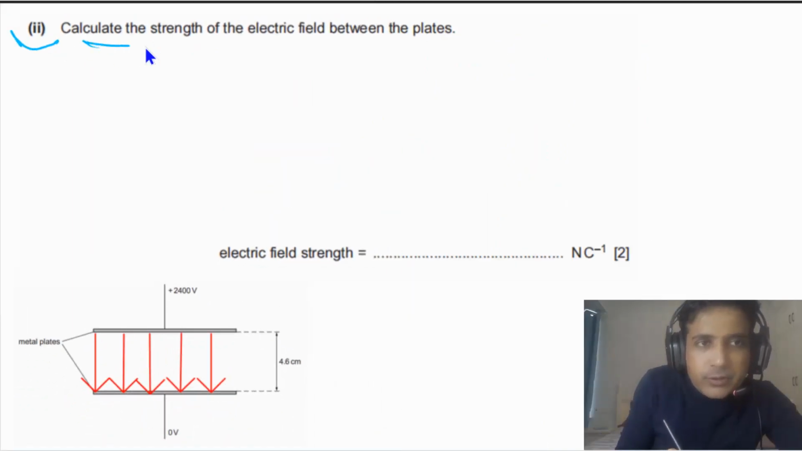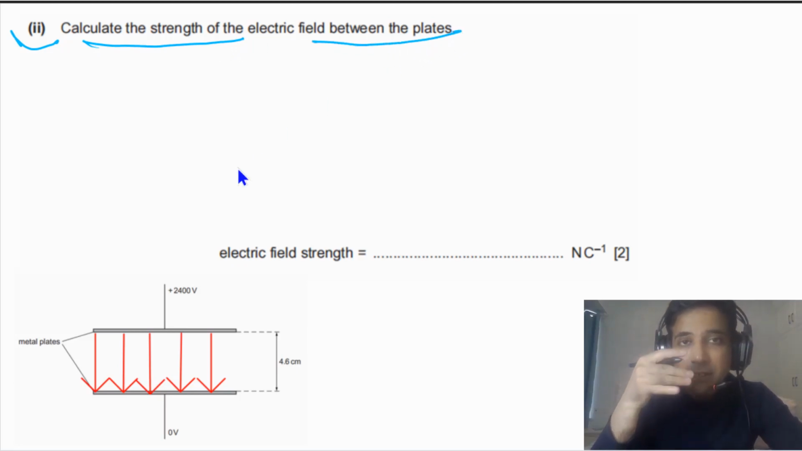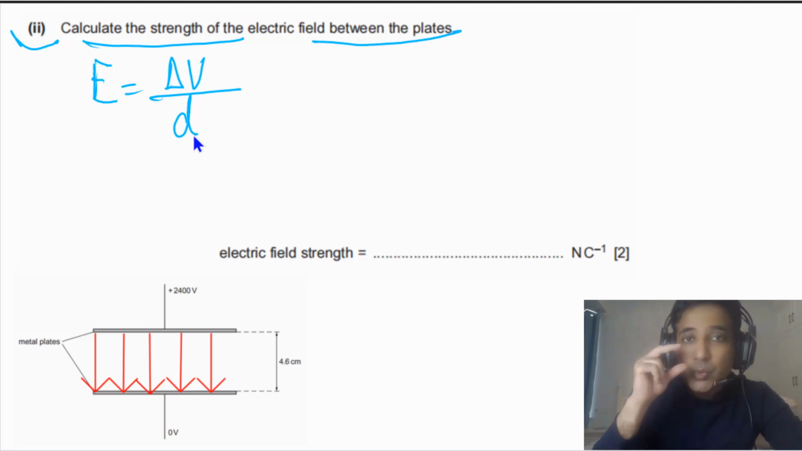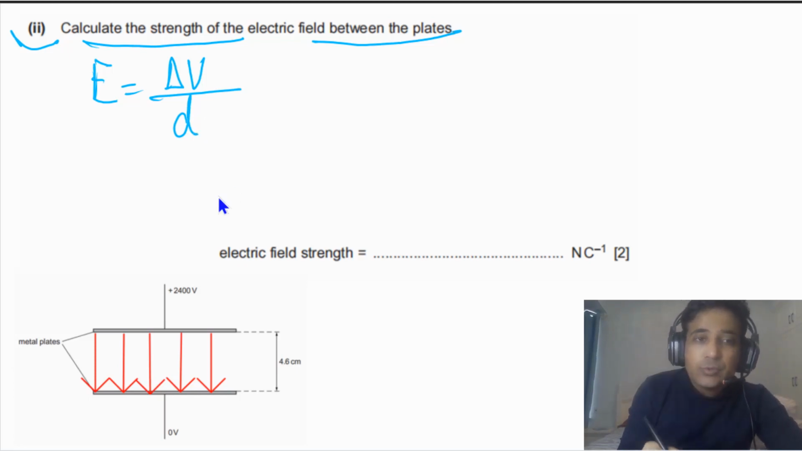For the second part, we need to calculate the electric field between the plates. We have already discussed that the electric field between two parallel plates is uniform. So we can say E is equal to the potential difference between 2 points divided by the distance between those 2 points. You can take any 2 points, but in this case we take 1 point on the more positive plate and 1 point on the less positive plate, because we have the separation between these 2 plates, and also the potential difference between them.